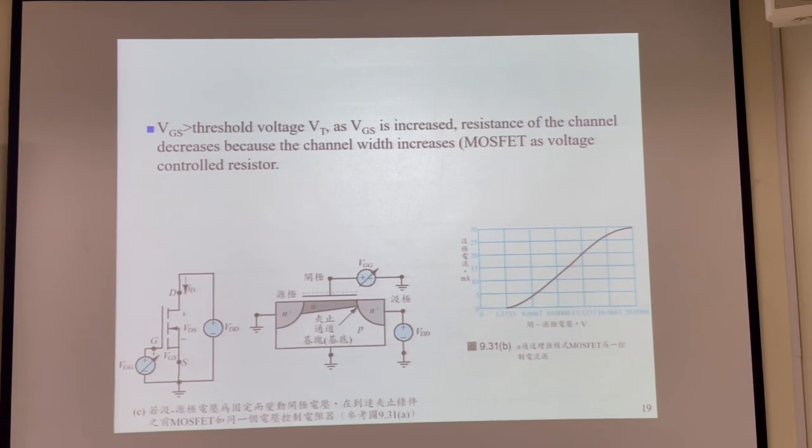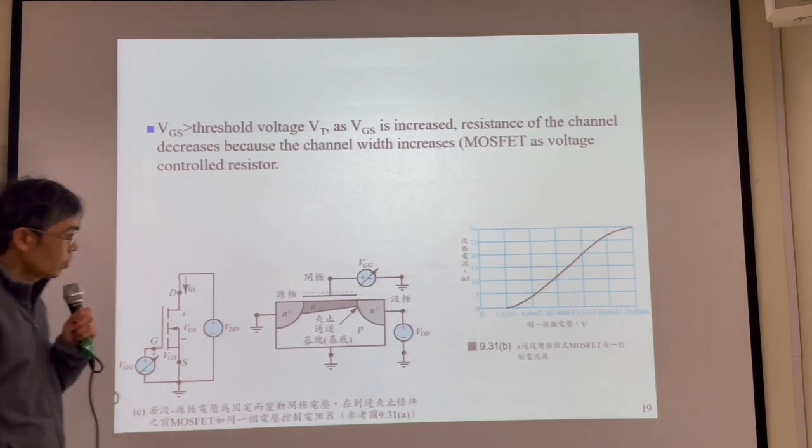Again, could you read this? VGS is larger than the threshold voltage VT, as VGS is in the first transistor for your channel device, because the channel well includes most of the voltage-controlled resistor. Yes.